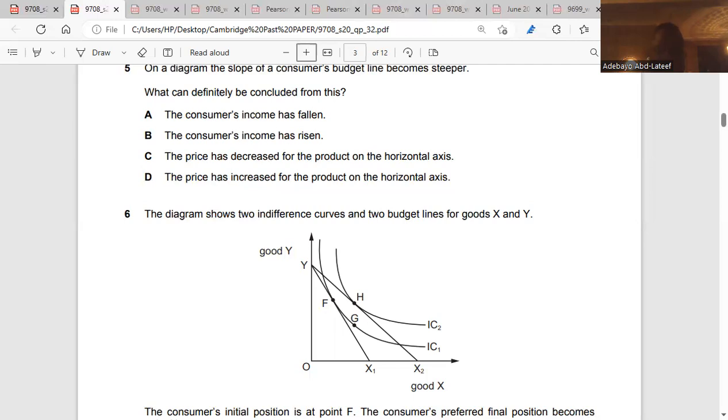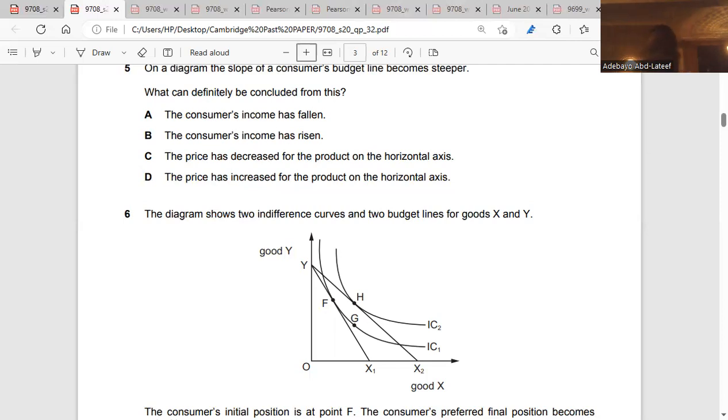Here they said, on the diagram, the slope of the consumer budget line becomes steeper. So that means the price was what? It's falling. So the answer is C. Is it clear? No, the price has increased for the product. Yes, A. But here we have substitute goods. Do you get the point?